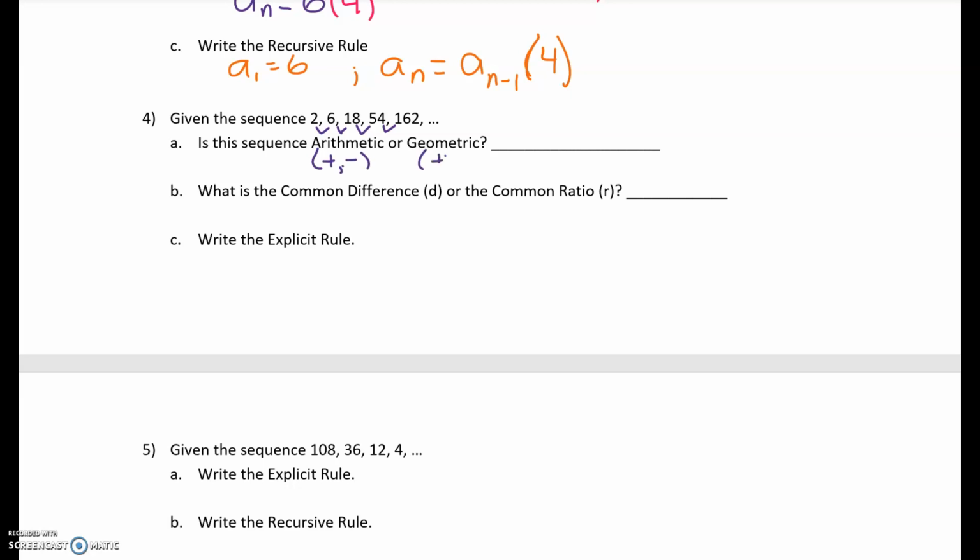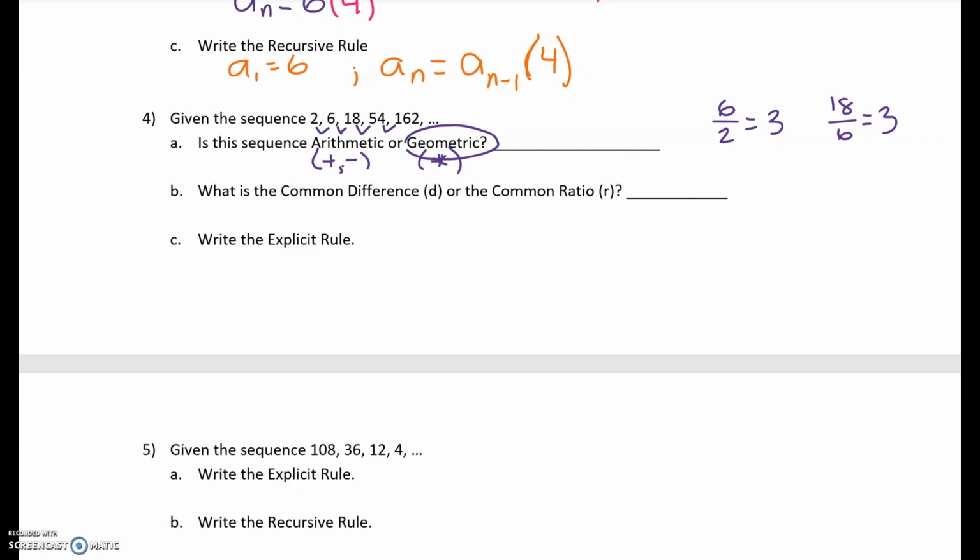If it's multiplying by the same thing every time, then it's going to be geometric. Okay, so do your little trick. Take the second term, divide it by the first. We're going to get 3. If I do that for the next term, the third term over the second term, is that still 3? Sure. So I'm seeing that there is a pattern, so this one is geometric.